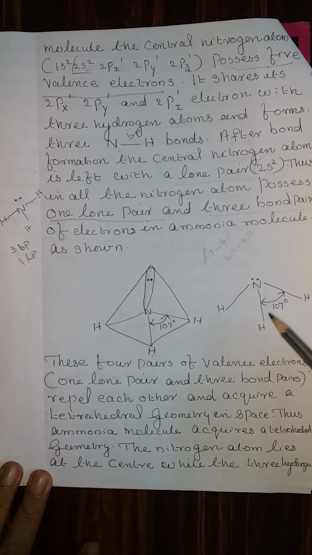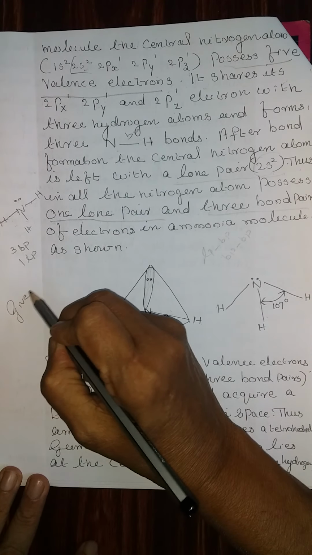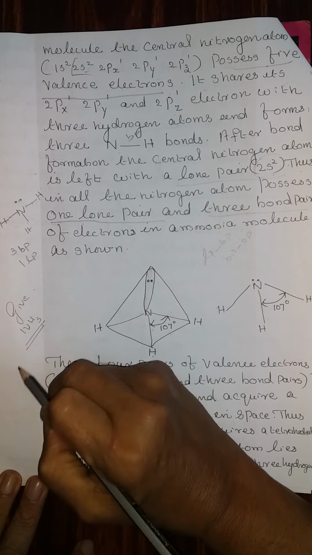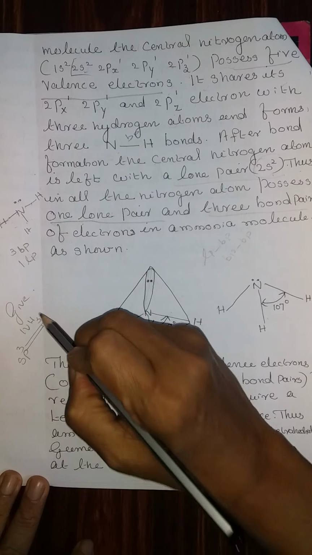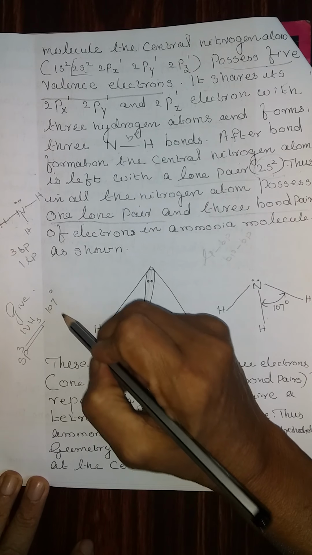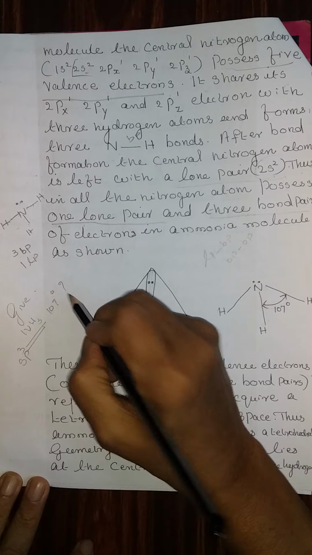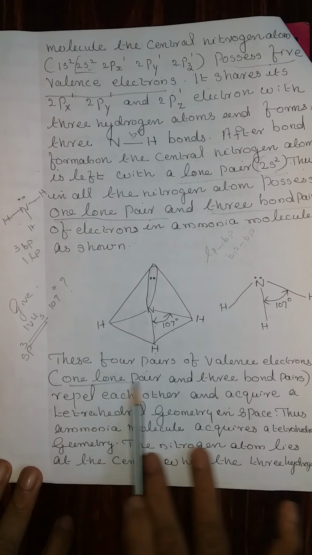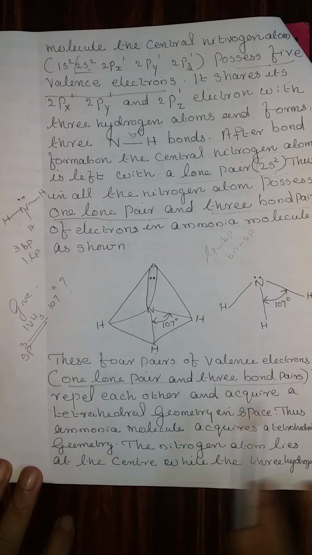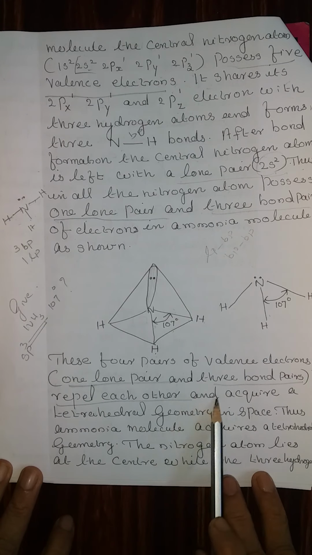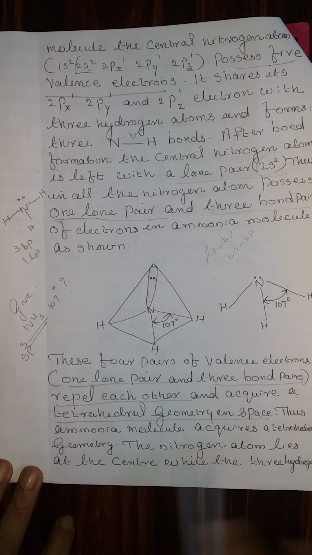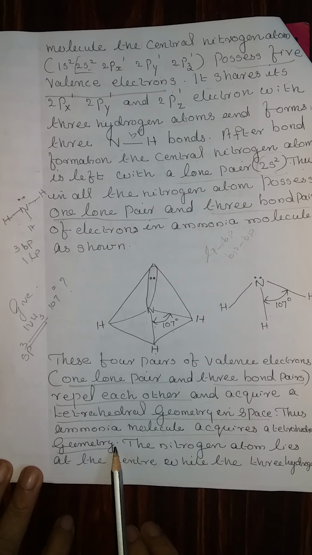Give reason question can be asked. Why, in ammonia, even though it is sp3 hybridization, is the angle only 107 degree? Give reason. These 4 pairs of valence electrons, 1 lone pair and the 3 bond pairs, repel each other and acquire a tetrahedral geometry in space. Thus the ammonia molecule acquires a tetrahedral geometry.